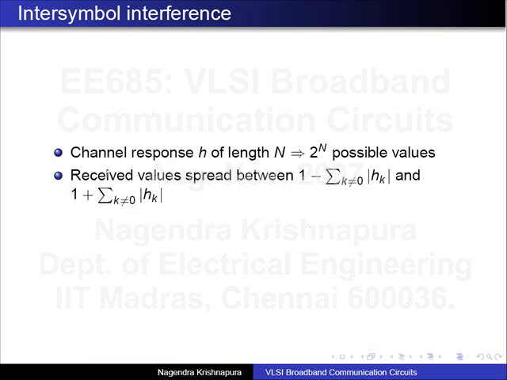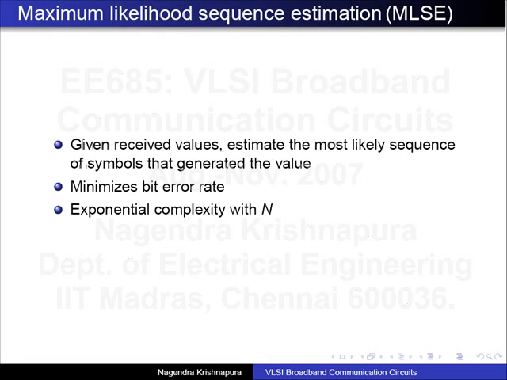So we know that with intersymbol interference, if the discrete time channel response has length n, and you have binary data, you have 2 to the n possible values, and the received values are spread between 1 minus the summation of absolute values of h and 1 plus that. And given the received values, you have to essentially recover the data with minimal bit error rate.